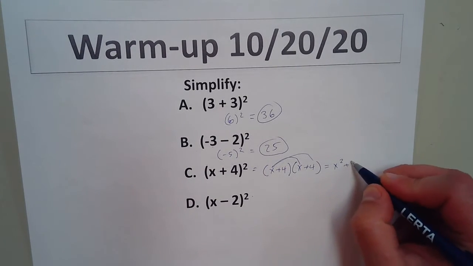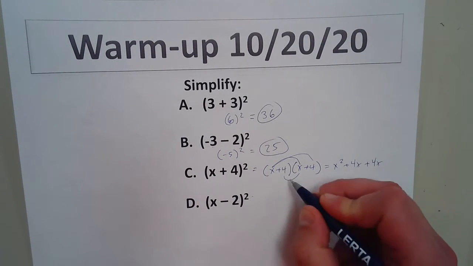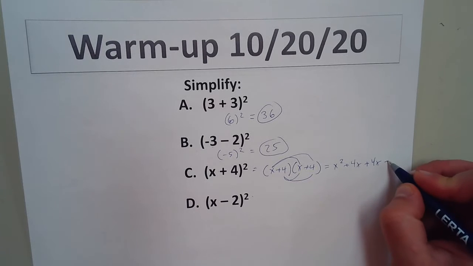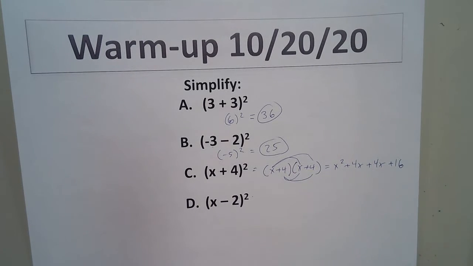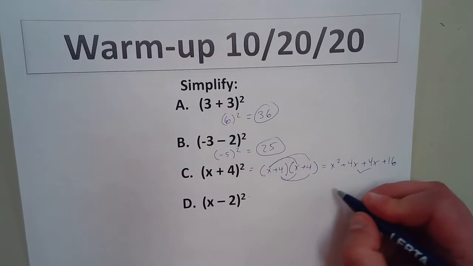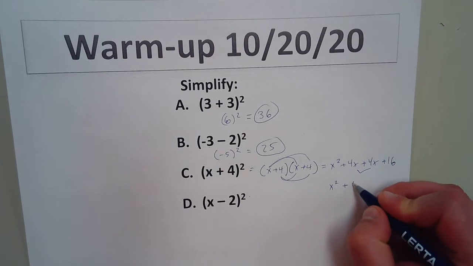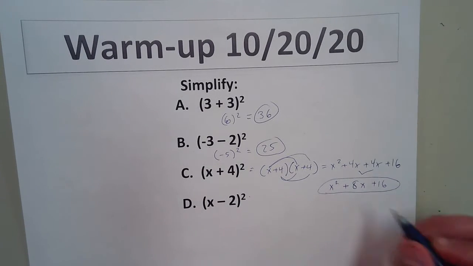X times 4, that's 4x. 4 times x, that's also 4x. And then 4 times 4, which is 16. So again, just making sure that each part gets multiplied by each other part. From here, you do have a little set of like terms that can be combined. So the 4x and the 4x will combine to make 8x. And this would be your simplified answer.